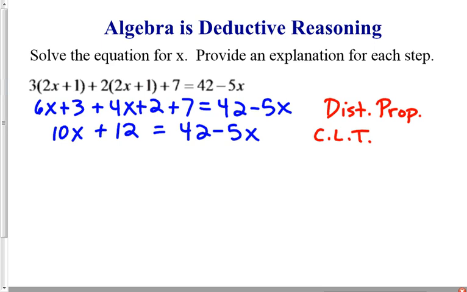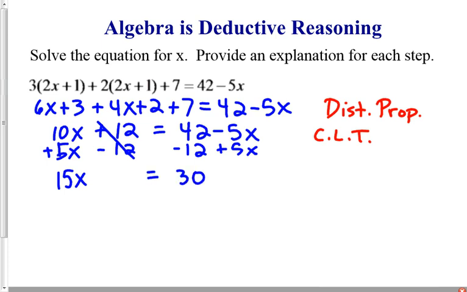All right, the next step is I'm going to collect my x terms on the left side and my constants on the right side. So I'm going to add 5x to both sides. And I'm going to subtract 12 from both sides. So 10x plus 5x gives me 15x. The plus 12 and the minus 12 cancel each other out. Over on the right side, I have 42 minus 12, which gives me 30. And the negative 5x and the positive 5x cancel each other out.